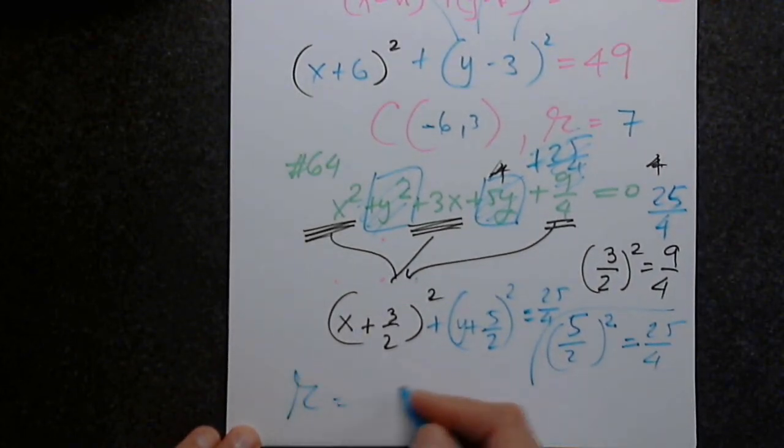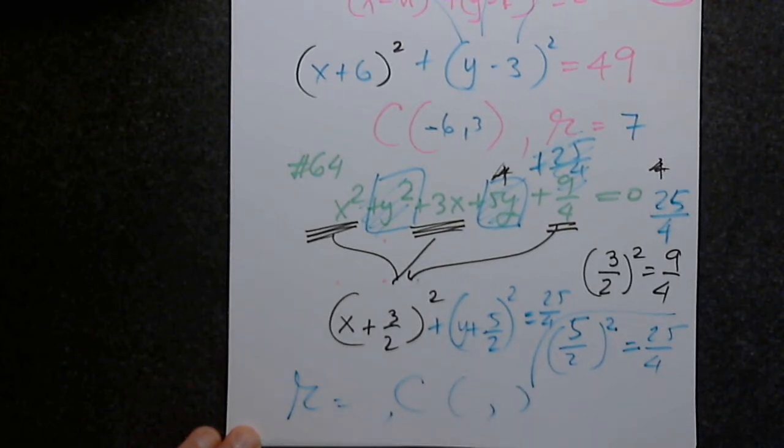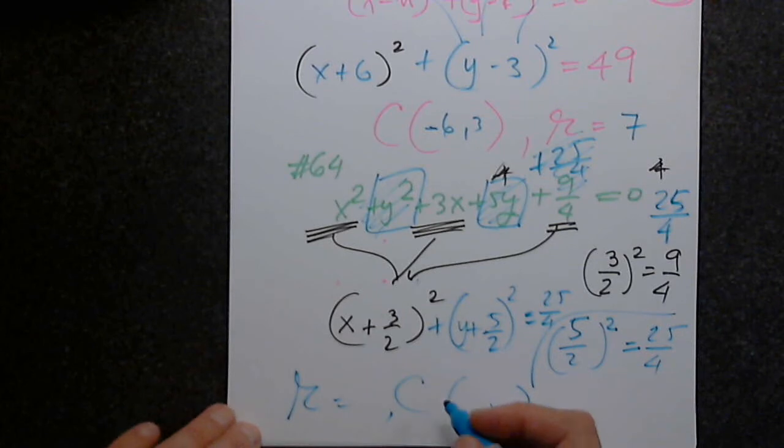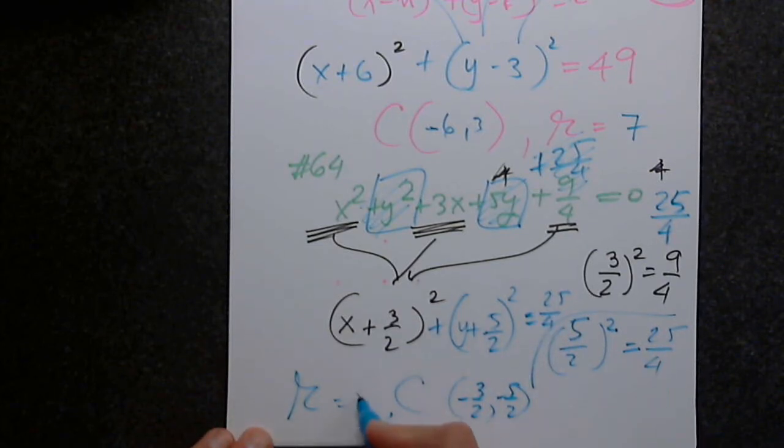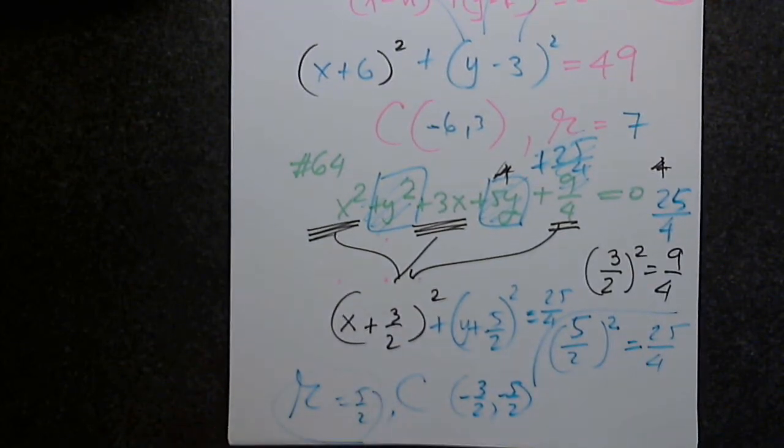So the radius and the center. Yes, negative 3 over 2. That's it, negative 5 over 2. 5 over 2, indeed. That is it. Any questions?